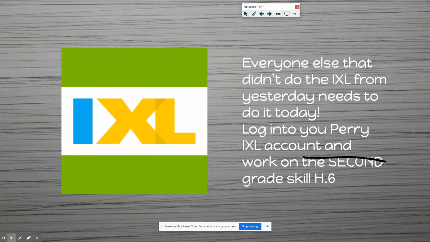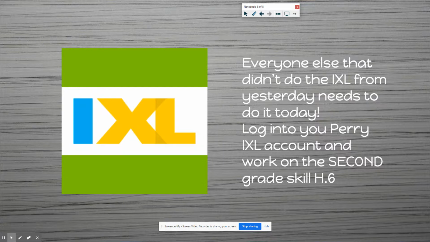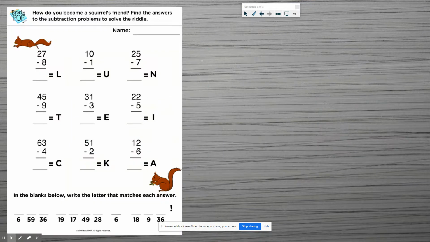For the rest of you, since you didn't do it yesterday, you need to do the IXL today. You need to log into your Perry account, and you're going to work on the second grade skills. I had somebody ask me yesterday how to get there, and I will show you in just a second.